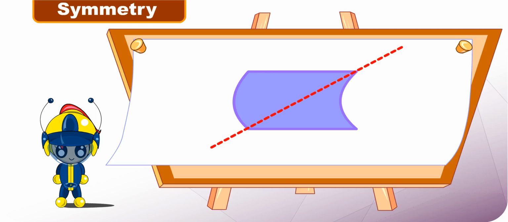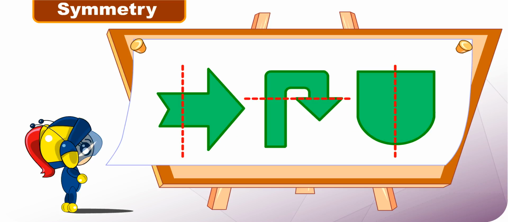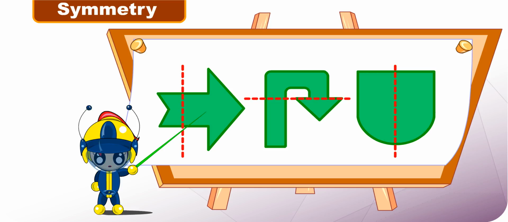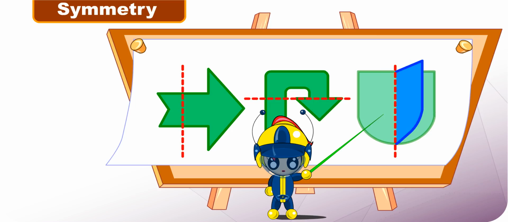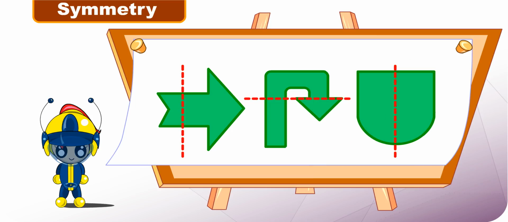Very good, Turbo Girl. Now take a look at the following figures and tell me if the lines drawn on them are lines of symmetry. The line in figure 1 is definitely not a symmetric line. The line in figure 2 is also not, but the line in figure 3 is a symmetry line. Well done.